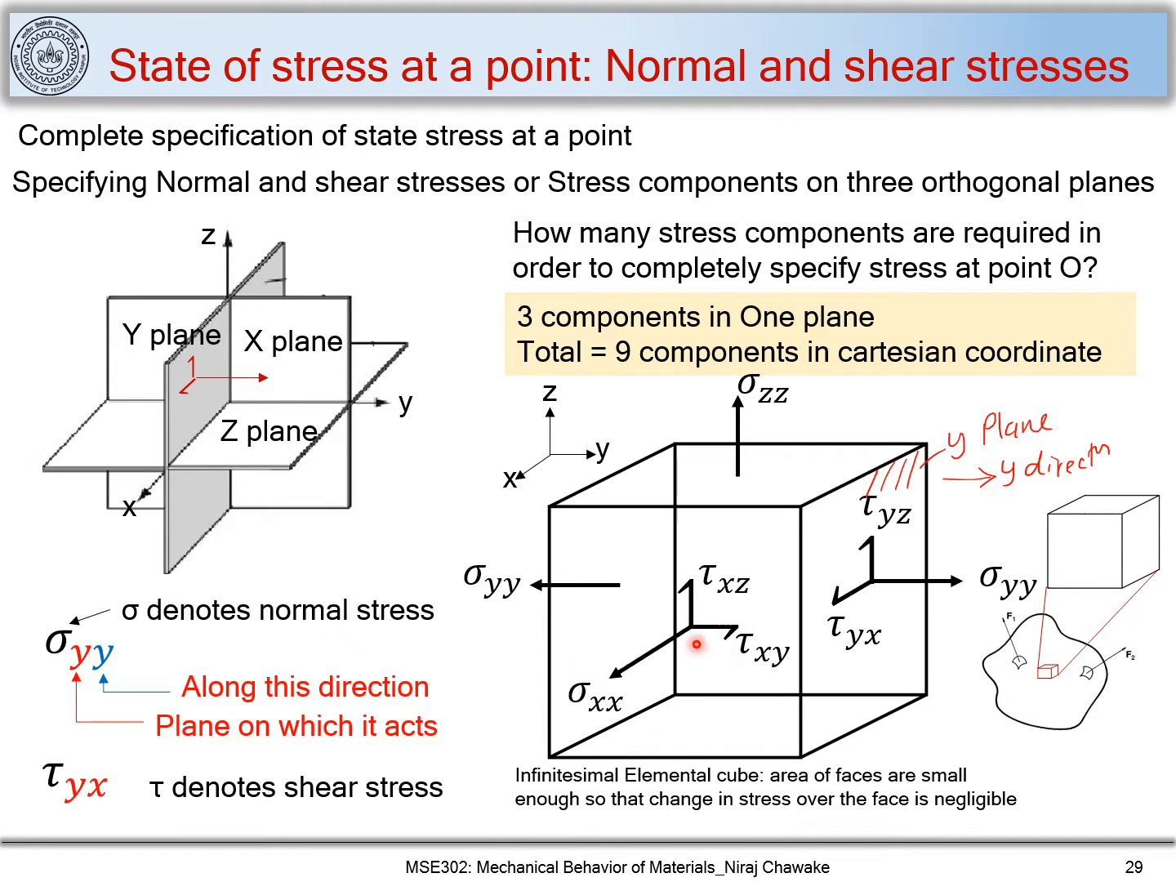So let's say tau xy. Tau xy is a shear stress in x plane along y direction, whereas tau xz is a shear stress acting on x plane along z direction. Similarly, tau zx is a shear stress acting in z plane along x direction. Tau zy is a shear stress acting on z plane along y direction. Similarly, you can have tau yx and tau yz.